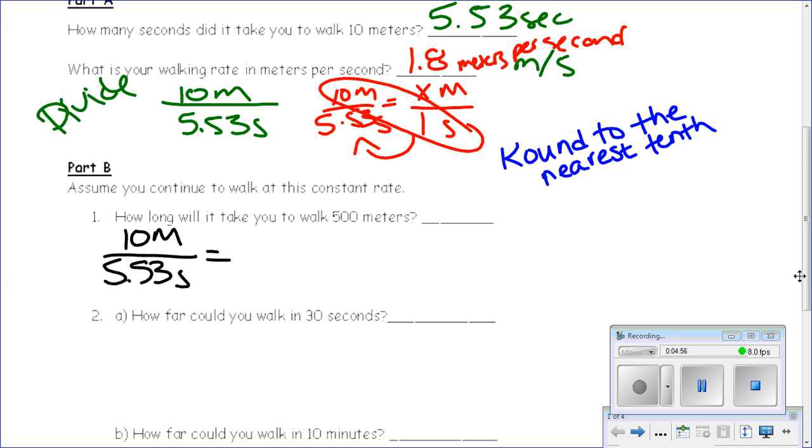And they told me how many meters, Isabel? 500. So if I were to write this to cross multiply it, how would I write this out on the board? I have 10 meters over 5.53 seconds. And they told us how many again, Isabel? 500 meters, right? Yeah. Exactly, yes. Meters over x seconds. So again, to find my x, how would I do this, Maria?